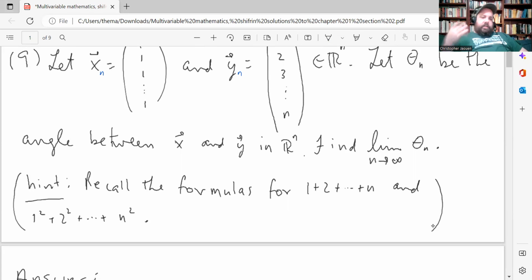He does give a hint here when he says recall the formulas for the sum of the first n integers and the sum of the first n squares of the integers. And if you watched the video, we actually derived these formulas in Spivak.